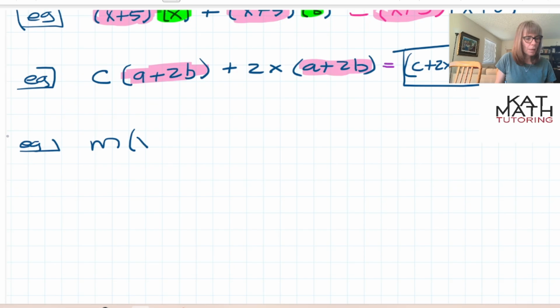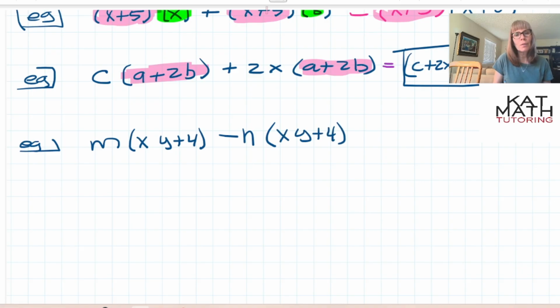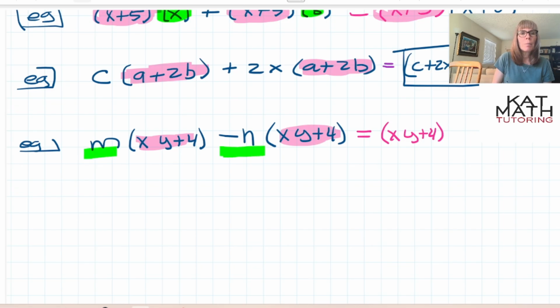m times (xy plus 4) minus n times (xy plus 4). Do you see the common factor? Common factor here is xy plus 4 and xy plus 4. This time I'm going to pull that in the front. xy plus 4 is the common factor, and then this is the part I have left over, the m minus n. That's what I'm putting in the next parenthesis, m minus n. It looks kind of strange, and let me know if you have any questions.